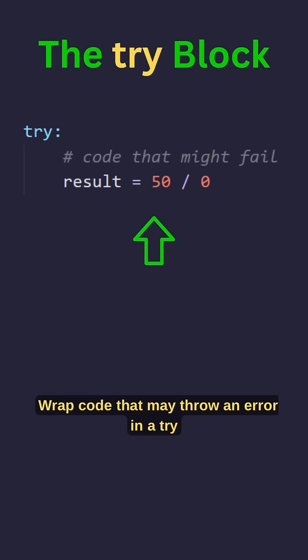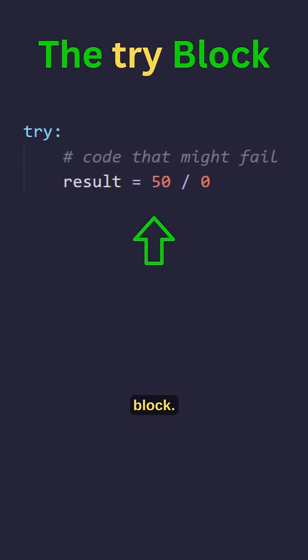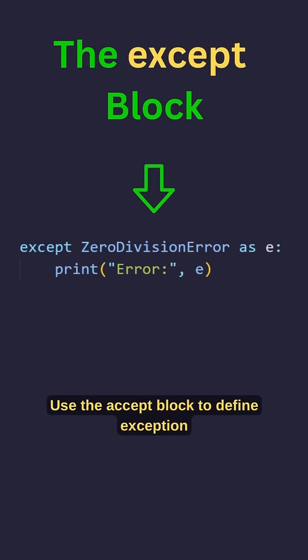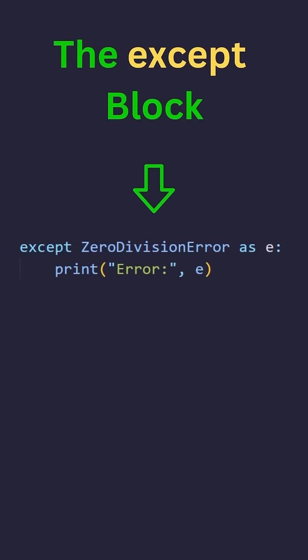Wrap code that may throw an error in a try block. Use the except block to define exception type as e to handle specific errors.